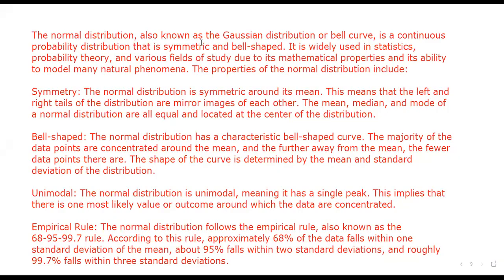The normal distribution, also known as the Gaussian distribution or the bell curve, is simply a continuous probability distribution which is symmetric. It is bell-shaped and it's widely used in statistics under probability theory. So it has the following properties. Number one, we must understand the symmetry attached to the normal distribution: the left side mirrors the right side. So the mean, the mode, and the median are all the same. They're equal at the center.